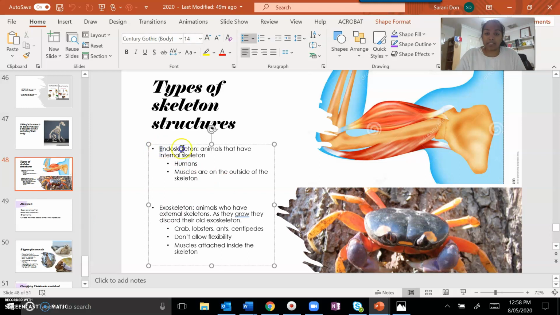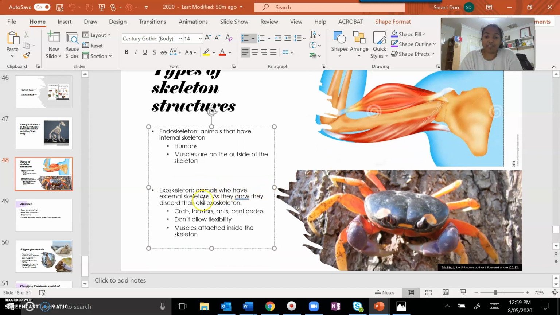If you're an endoskeleton animal, you have an internal skeleton. Endo means inside, exo means outside. So we as humans have our bones and everything on the inside, and around our bones, as you see in this picture here, we have the muscles. That is what endoskeleton means. Again, you should be copying this down.